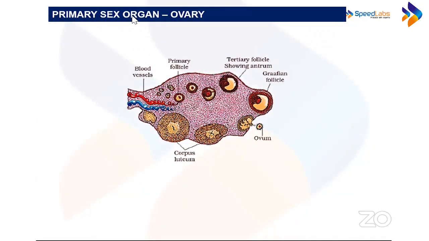Okay. So in this diagram, what do you see? You can see that different stages of follicles are shown. इस डायग्राम को ध्यान से देखो, क्या क्या दिख रहा है इस डायग्राम में. Its functions. Okay, what can you see in this diagram?